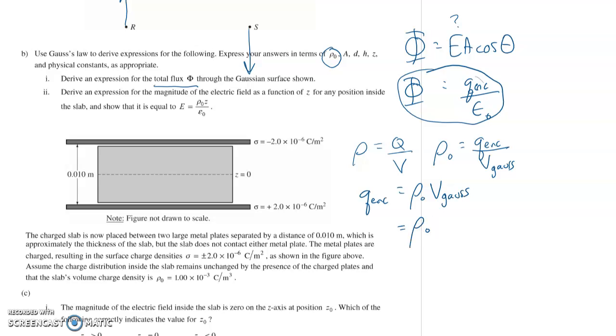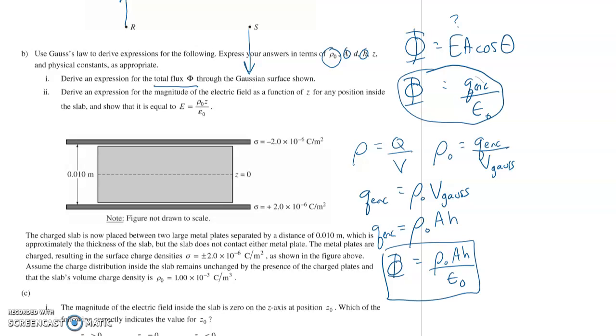Now, that surface is a cylinder, and the volume of a cylinder is basically the area of an end cap multiplied by the height of the cylinder. So in this case, it's just A times H. And those are symbols we're allowed to use. We're allowed to use A, we're allowed to use H in our answer. So that's the Q enclosed. And so finally then, to get the flux, it's the Q enclosed, rho sub 0 AH over epsilon naught. So that would be the answer to part one of part B there.